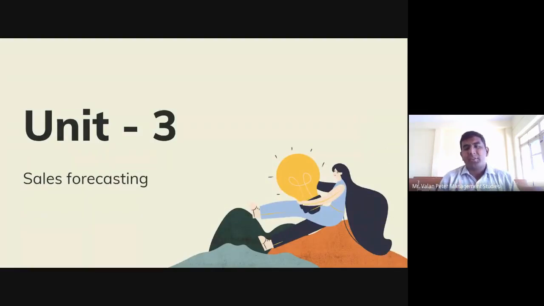So far we have completed two different units. A short recap on the two units. In the first unit we discussed all the fundamentals of marketing. We talked about concepts of marketing, how marketing is done, and the difference between marketing and marketing management, and we discussed the marketing environment. So these comprise unit one.